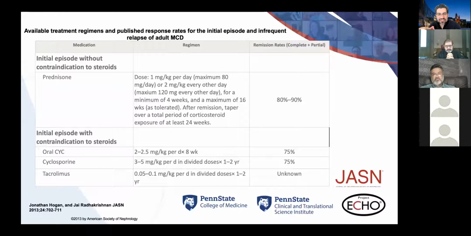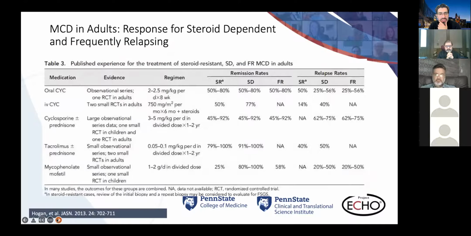Cyclosporin, 75%. Tacrolimus, I think they did not know, which I can imagine might be similar to cyclosporin. This was some of the summary of some of the slides, some of the trials at that time. I don't think this has any of the pediatric trial included. So this was treatment of steroid resistant, steroid dependent, and frequently relapsing minimal change disease in adults, and looked at the different response rates with oral cyclophosphamide and with IV cyclophosphamide. Oral was for 8 weeks, the IV was 6 months plus steroids.